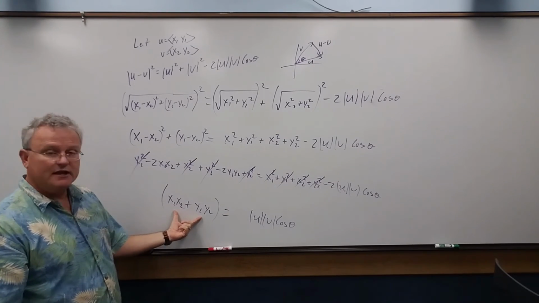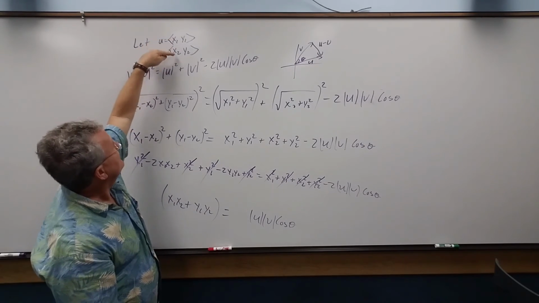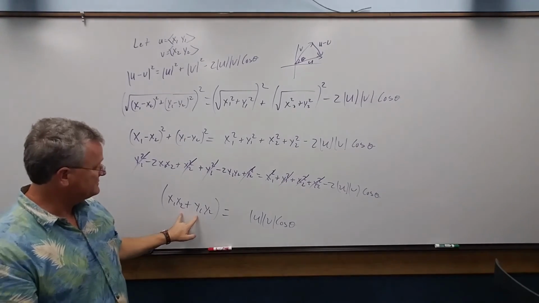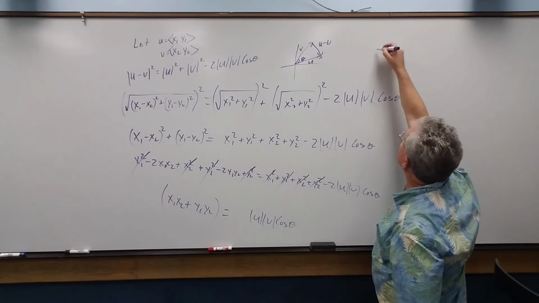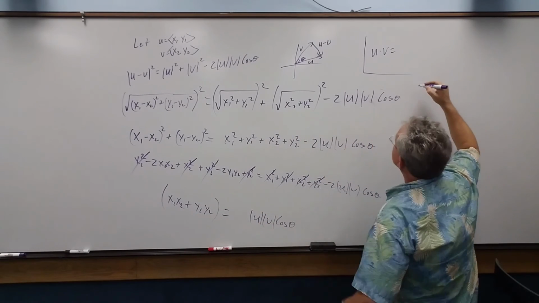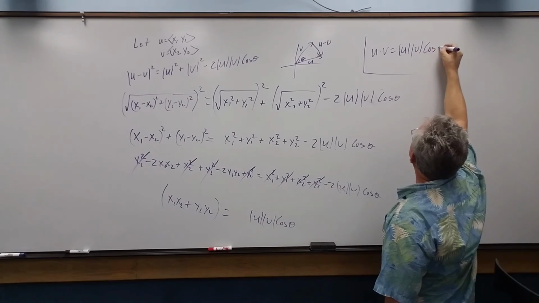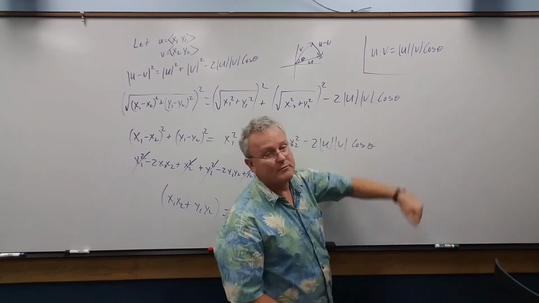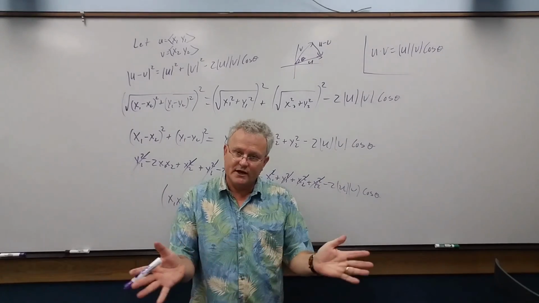Well, what is this right here? This is u dotted on v, because u dotted on v is x1 times x2 plus y1 times y2. So we end up with u dot v, which is equal to the magnitude of u, magnitude of v, times the cosine of theta. So that's a little derivation of where this formula comes from, and that's the formula we use to find the angle between any two vectors.